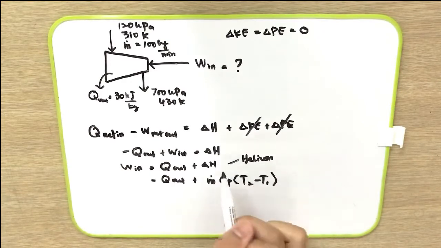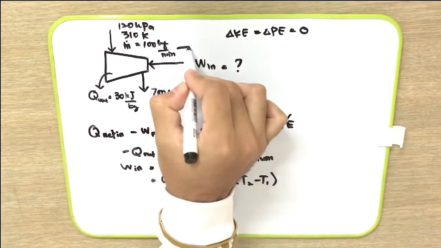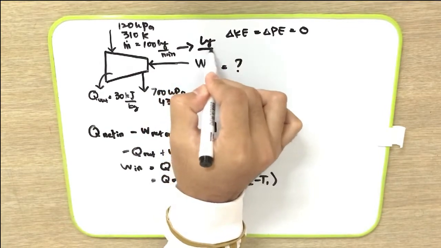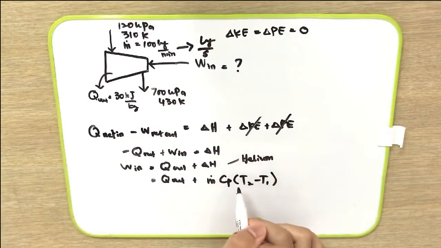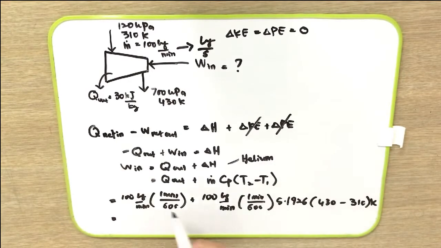But before that, the m given is 100 kg per minute, so we have to change it into kilogram per second. Then we can substitute all the values inside here. So it will become this. We need to convert the minute to second first. After we continue with the calculation and solve it, we will get 1088.5 kilowatt. So that's how we solve question number 1.